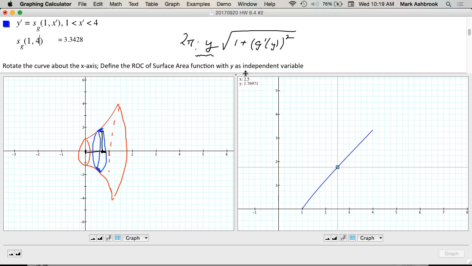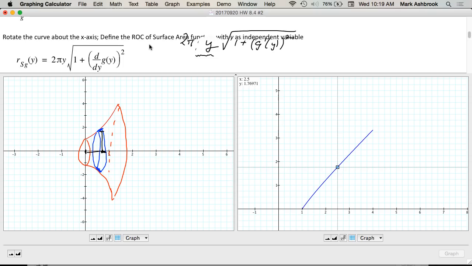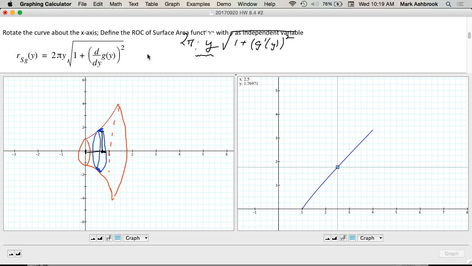And then what about the rest? 1 plus g prime of y squared, or dg dy. How's that? That's good, because that's ds. Right, that's the ds. Okay, so is that what we said? Now, I call that r, the rate of change of the surface area for the function g. So I call it rsg, and our independent variable is y.